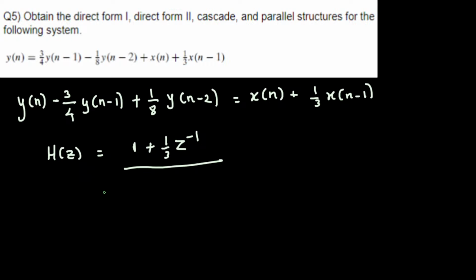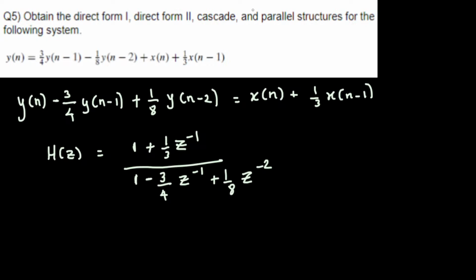And if you look at the y terms, we have y(n), again there's no shift, which means z to the power 0, so this is just 1 here, and then minus 3/4, and we have a shift of 1, so we get z to the power minus 1 for this, and then here we have 1/8 and a shift of 2, so we have z to the power minus 2, and this is the H(z) equation. Using this, we can draw the diagram for the direct form 1 and direct form 2.